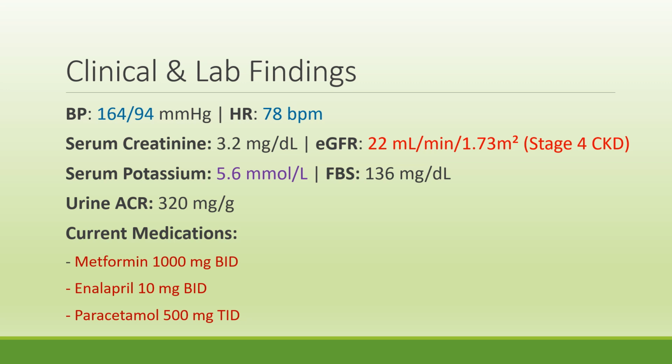On examination, her blood pressure is elevated at 164/94, and her heart rate is 78 beats per minute. Lab tests reveal a serum creatinine of 3.2 milligrams per deciliter and an estimated glomerular filtration rate of just 22, placing her in stage 4 chronic kidney disease. Her potassium is also high at 5.6. She's currently on metformin, enalapril, and paracetamol. Okay, pause the video and try to find the key clinical issues.